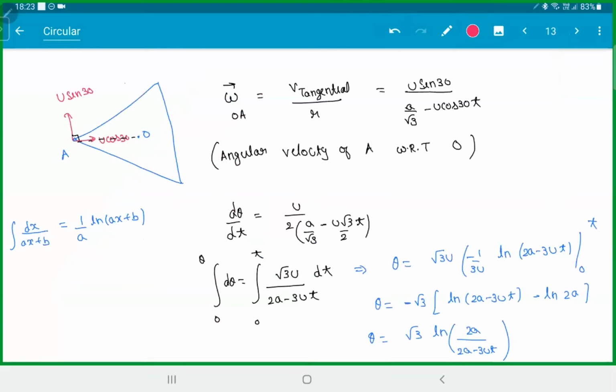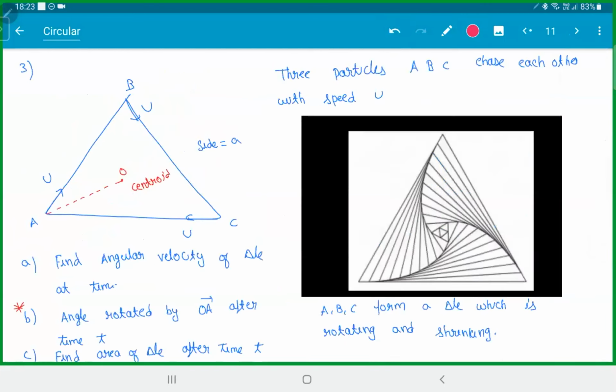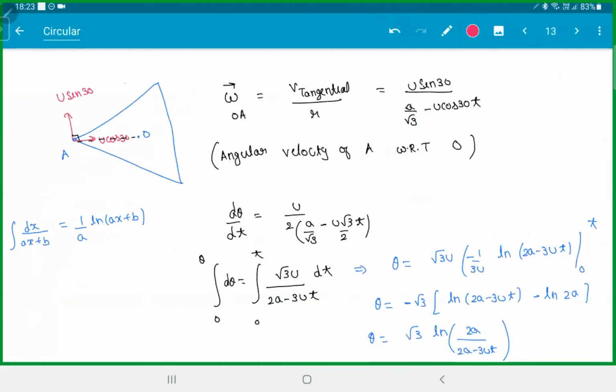Angular velocity is V tangential by distance. In this case, V tangential is constant, but the distance is changing. And that distance will be O to A, which is the initial distance minus u cos 30 t. So both the velocities are playing a role in this question. I think we did everything. Check. This is the angle rotated. Kinematics, calculus, circular motion, everything is there in this. It's a good one. This would be a good question.